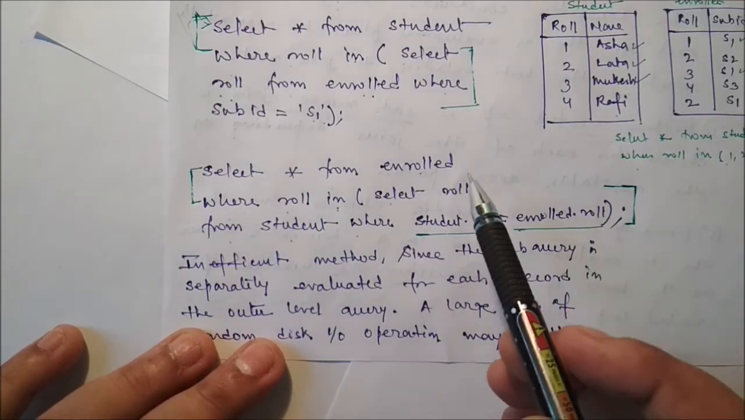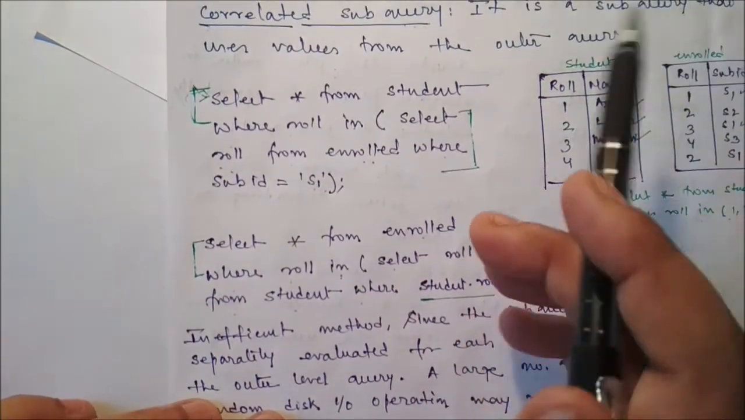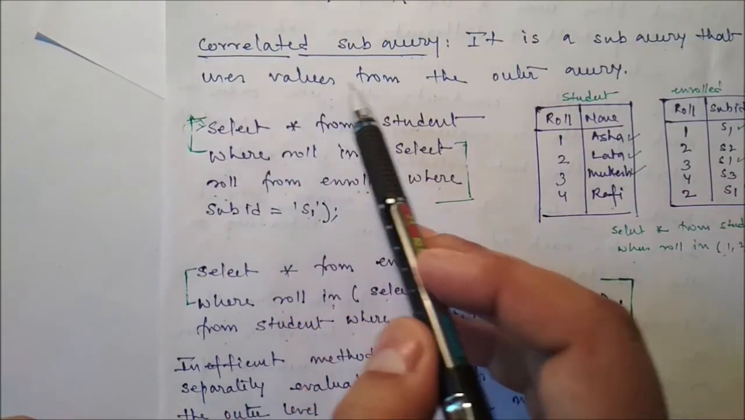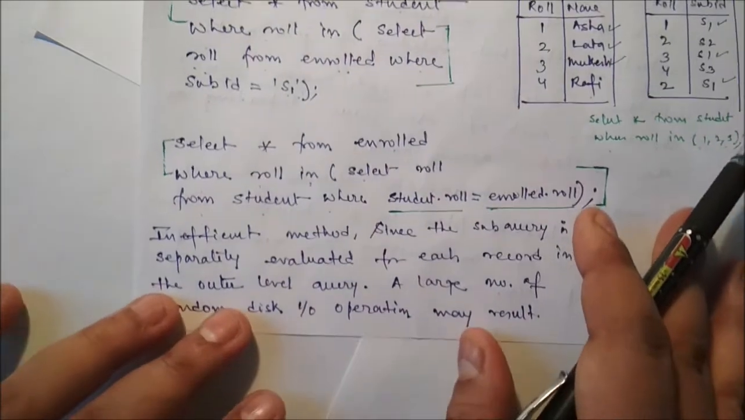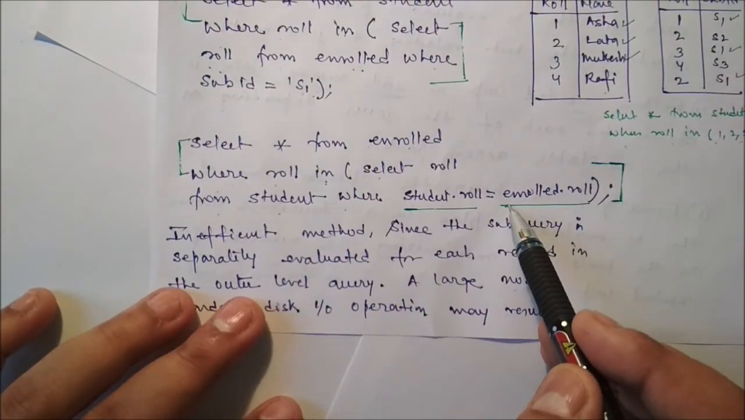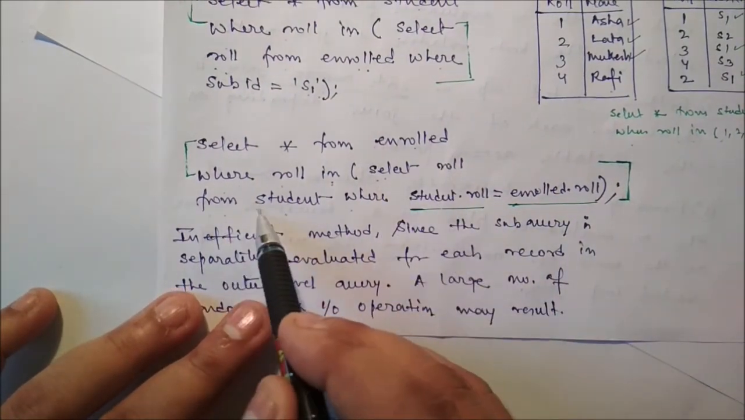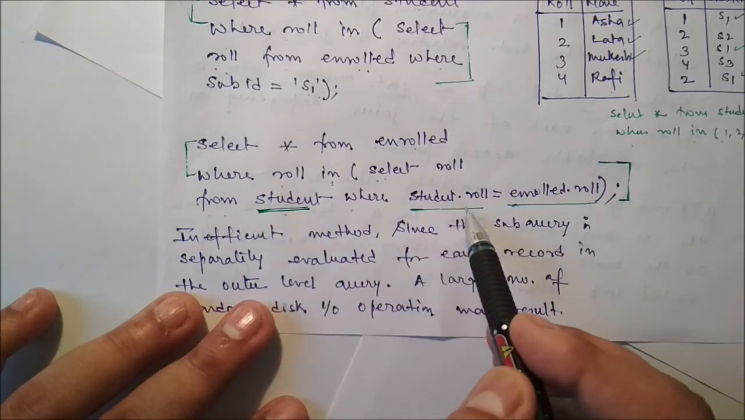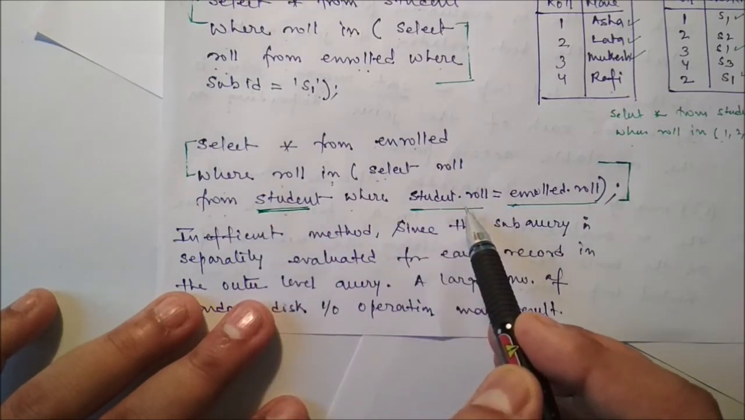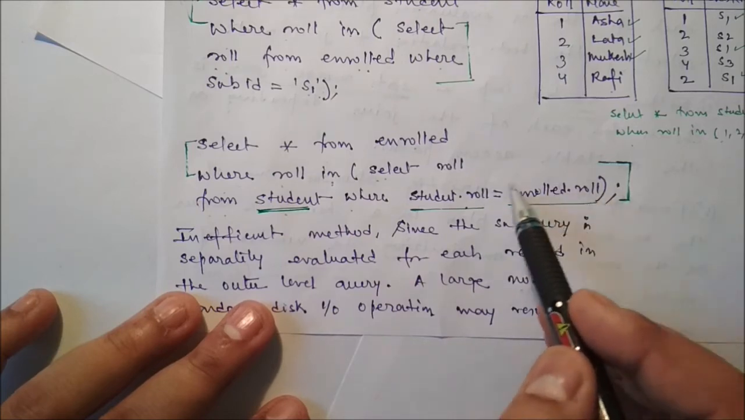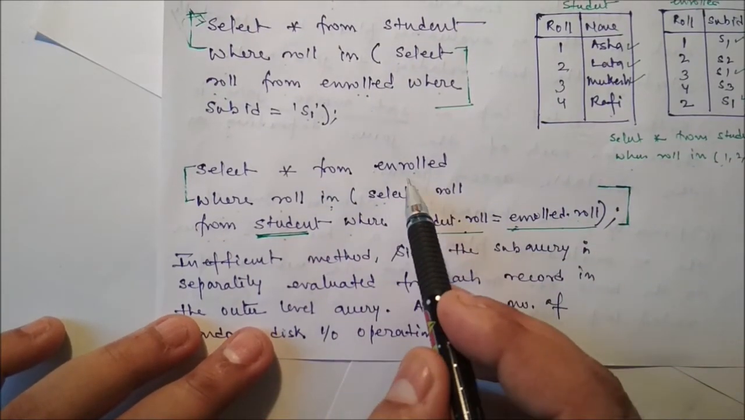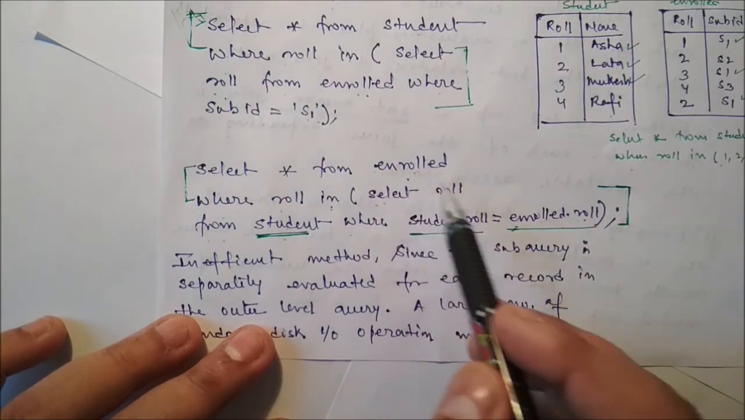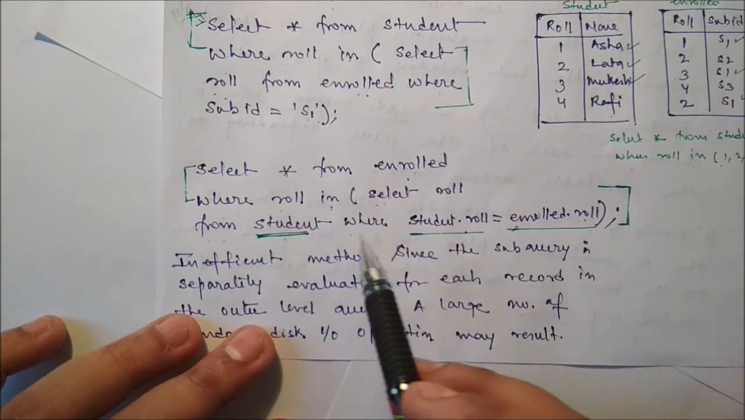Now what is a correlated subquery? It is a subquery that uses values from the outer query. Here, select roll number from student is the subquery table and the subquery variable. But enrolled.roll number is a value from the outer query. So this is an example of a correlated subquery.